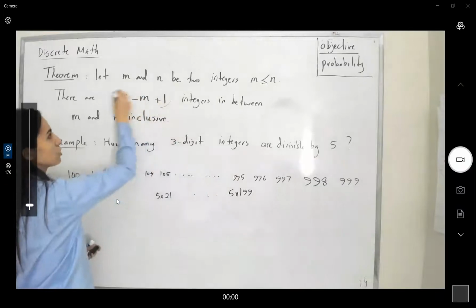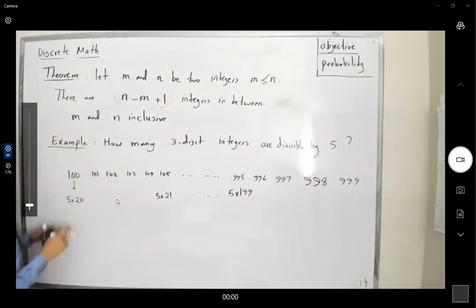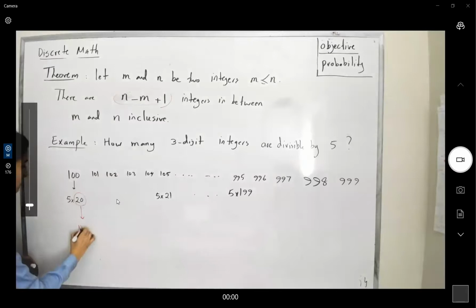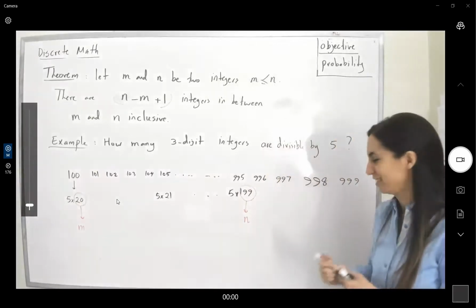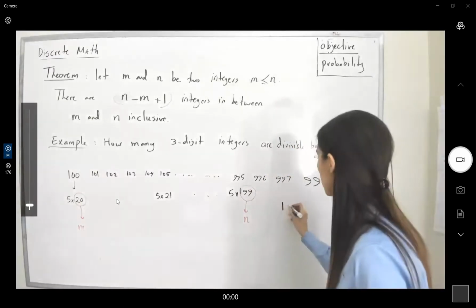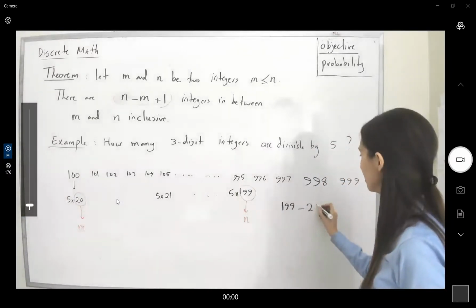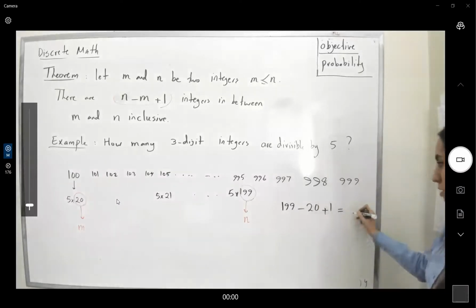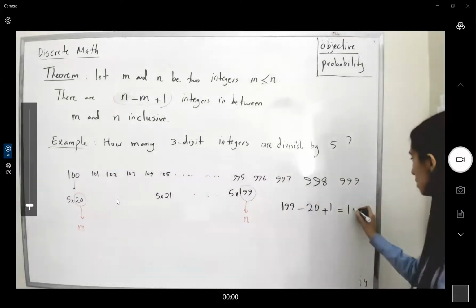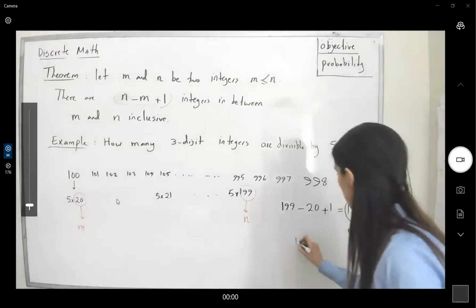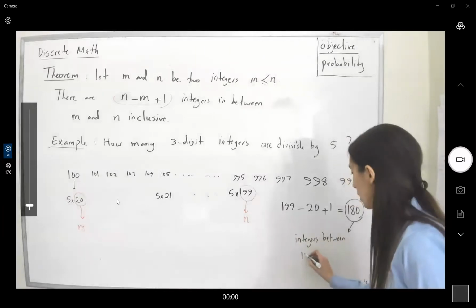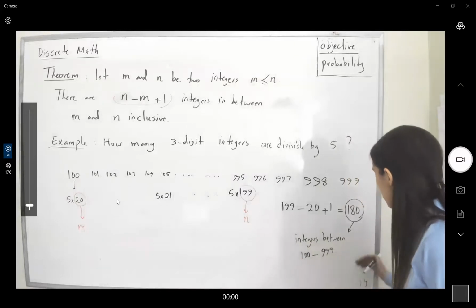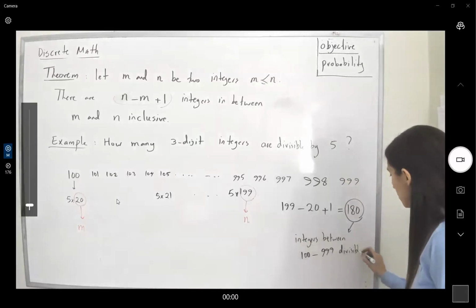So our goal is to try to use this theorem that we just learned. The very first number is 20, so this is going to be your M. 199 is going to be your N. So using the theorem, we have 199 minus 20 plus 1, which gives you 180. Between 100 and 999, divisible by 5.